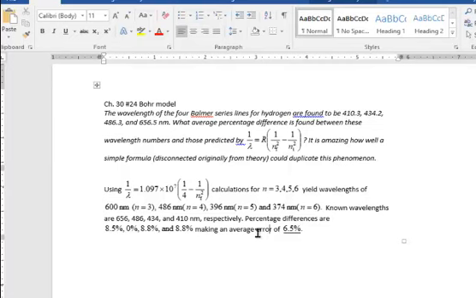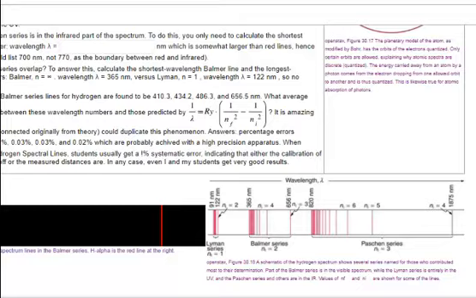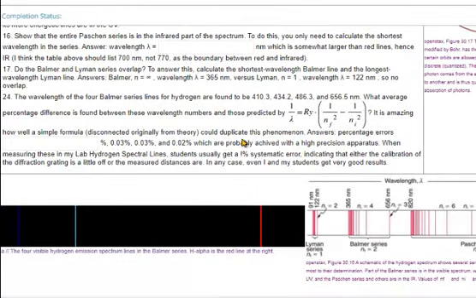So if I took any of these that I just computed, 656, 486, 434, and compare them to the ones listed up here, 656.5, 486.3, I come up with really tiny errors in the neighborhood of 0.1% or so. Again, I don't know how they came up with the wrong answers there. Going over here, I wrote it down: percentage errors, and so on and so on.